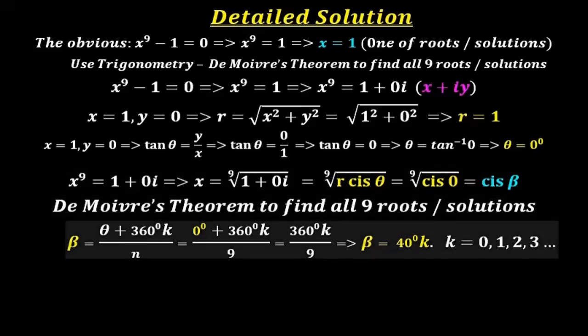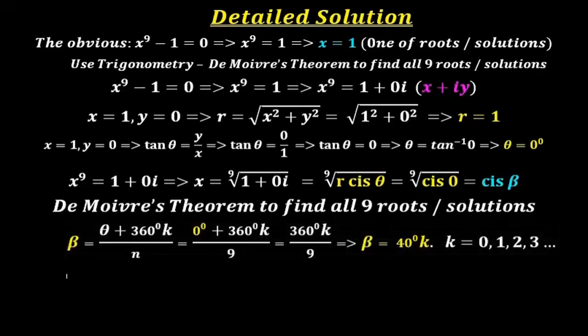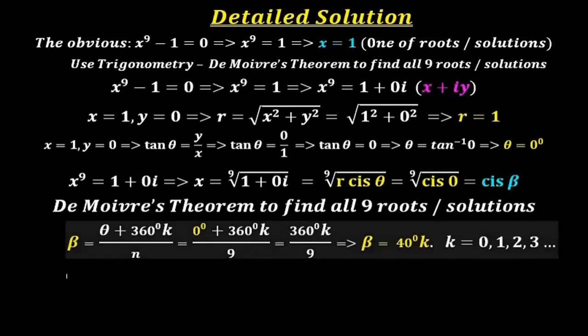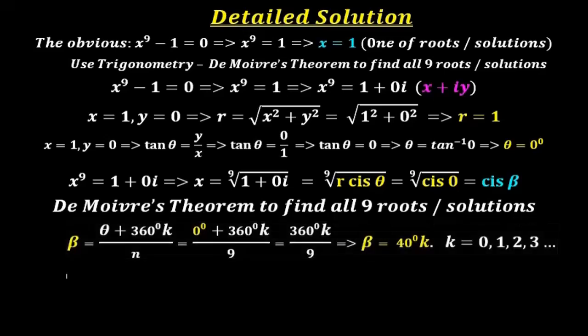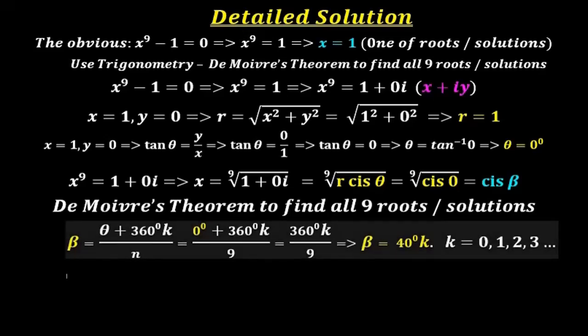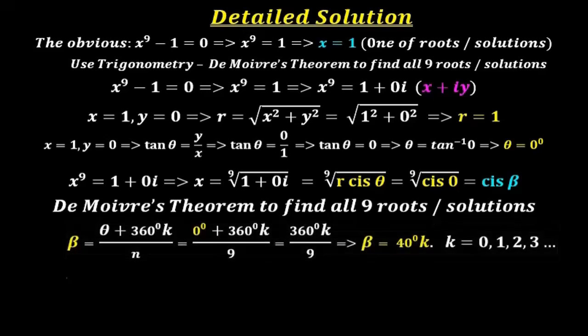So that is 0 plus 360 degrees k over 9. Divide both sides by 9, then beta is 40 degrees k, where k is equal to 0, 1, 2, 3, and all the way to infinity.